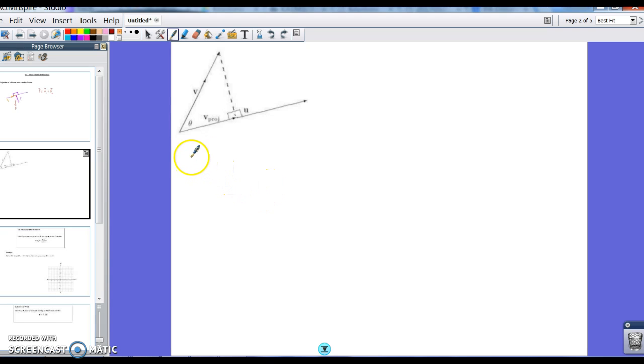Yesterday we talked about the dot product, and we said the dot product of v and w would be the magnitude of v times the magnitude of w times the cosine of the angle between them. If I do a little bit of manipulation, I can divide both sides by the magnitude of w, and that gives me the dot product of v and w over the magnitude of w, equal to the magnitude of v times the cosine of theta.